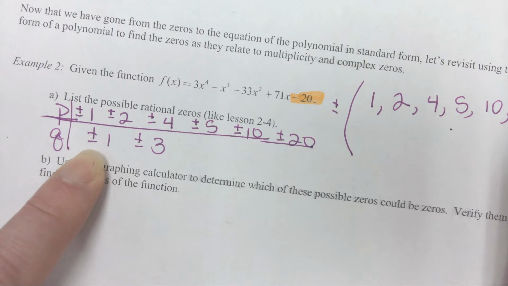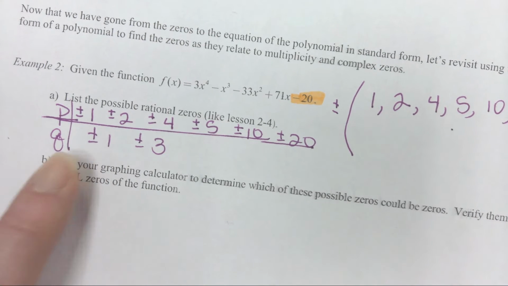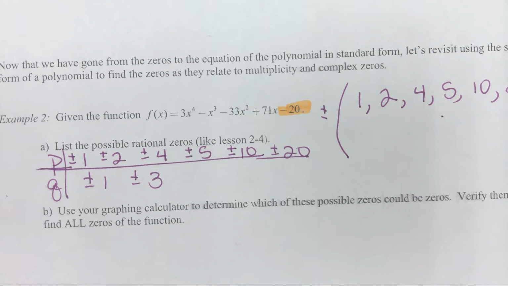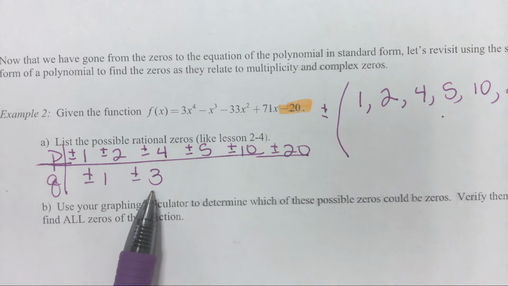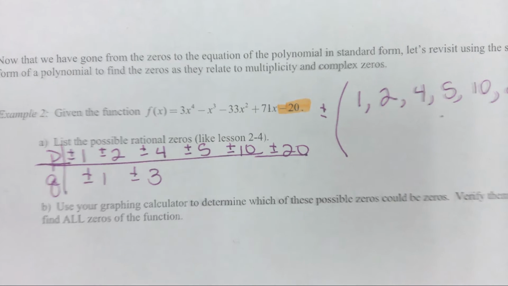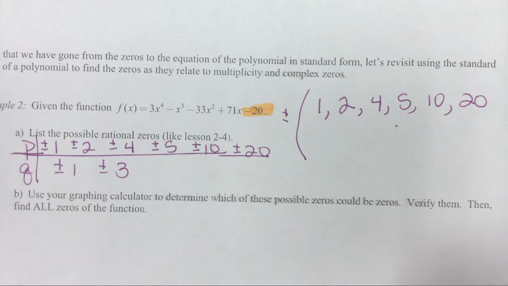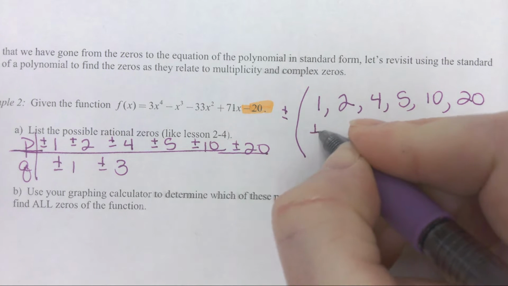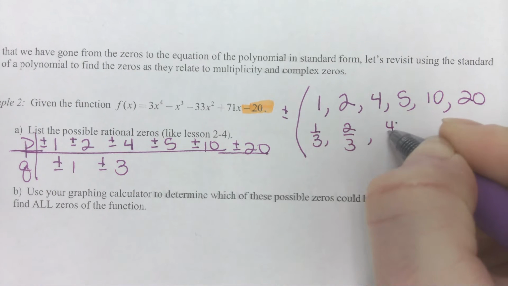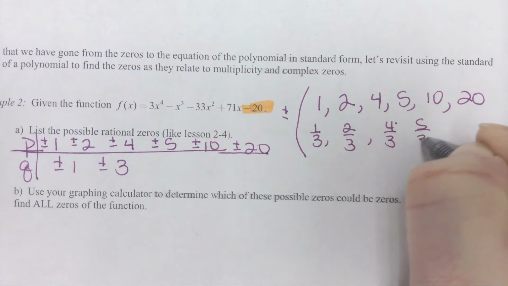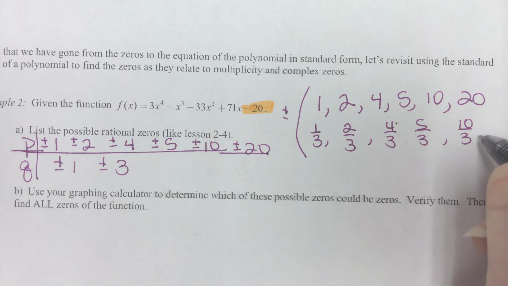Because when we divide all of those tops by 1, you're going to get the same number. Okay. Then I need to divide them all by 3. So I have 1/3, 2/3, 4/3, 5/3, 10/3, 20/3. You do not have to check these all.